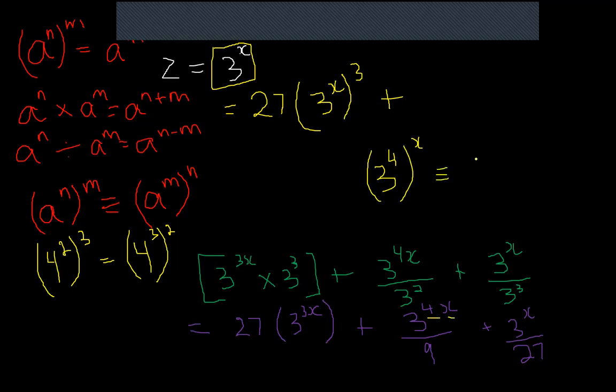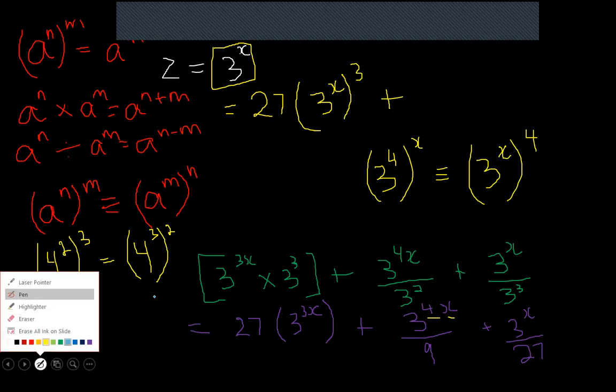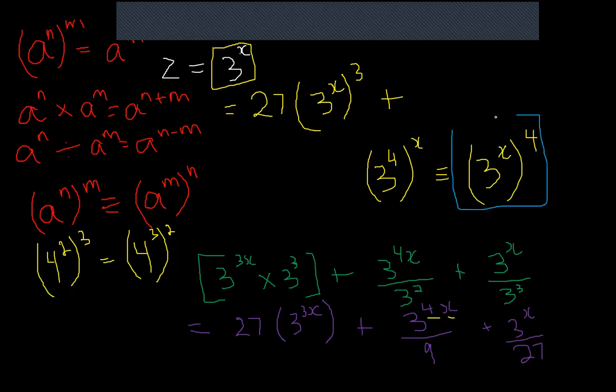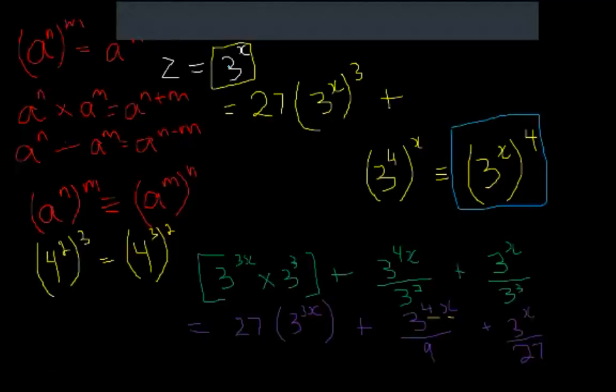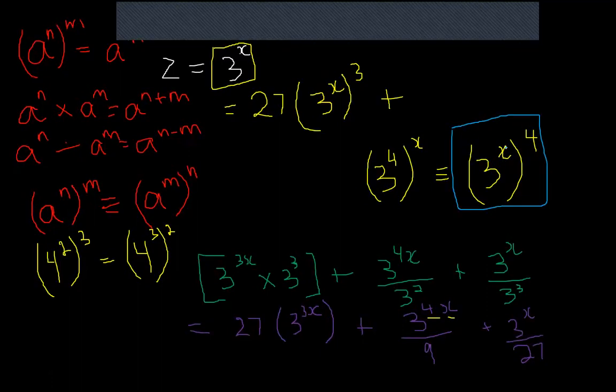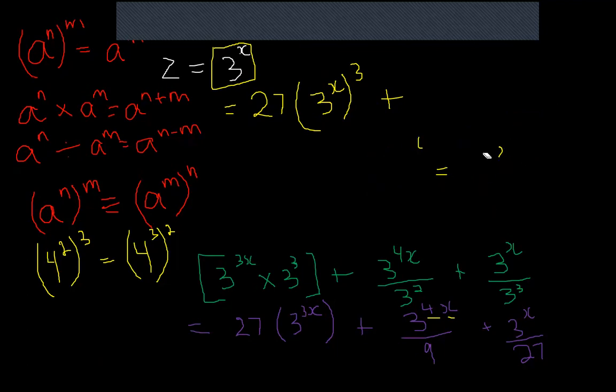So they're both equivalent. Saying 3 to the power of 4, and this whole thing raised to the power of x, is the same as saying 3 to the power of x, and then this whole thing raised to the power of 4. For this particular example, I would use this one right here. Why would I use this one? Because our aim is to get 3 to the power of x, and this one gives me the 3 to the power of x. So let me just erase.